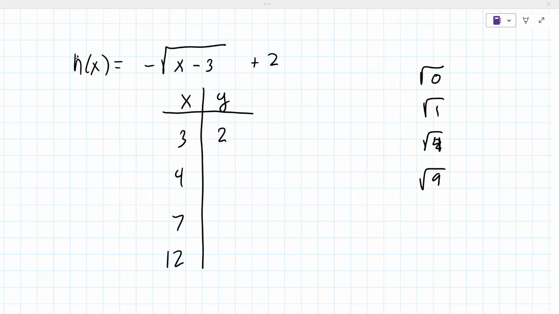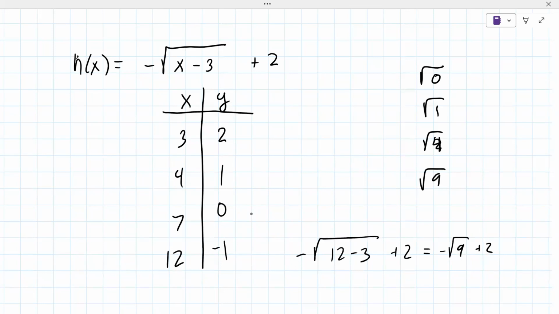Is it negative? Or yeah, 2, 1, 0, -2? It goes down by 1. So the last one should be -1. So let's look at that one. Negative square root of 12 minus 3 plus 2 becomes minus the square root of 9 plus 2, which is minus 3 plus 2 or minus 1, like that.